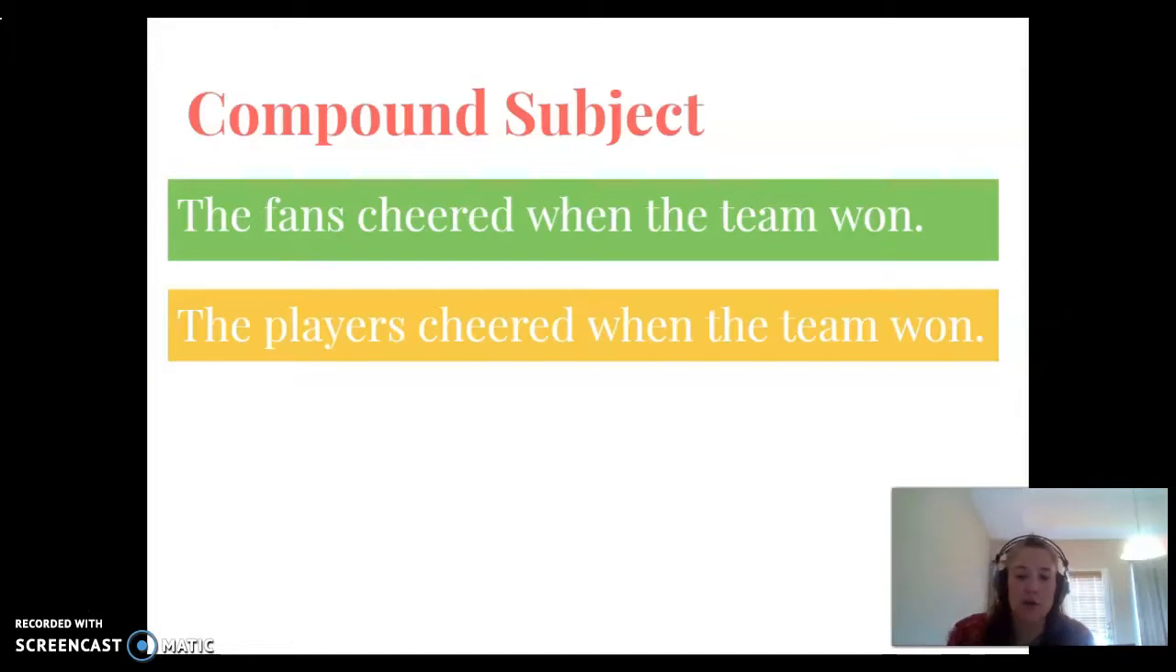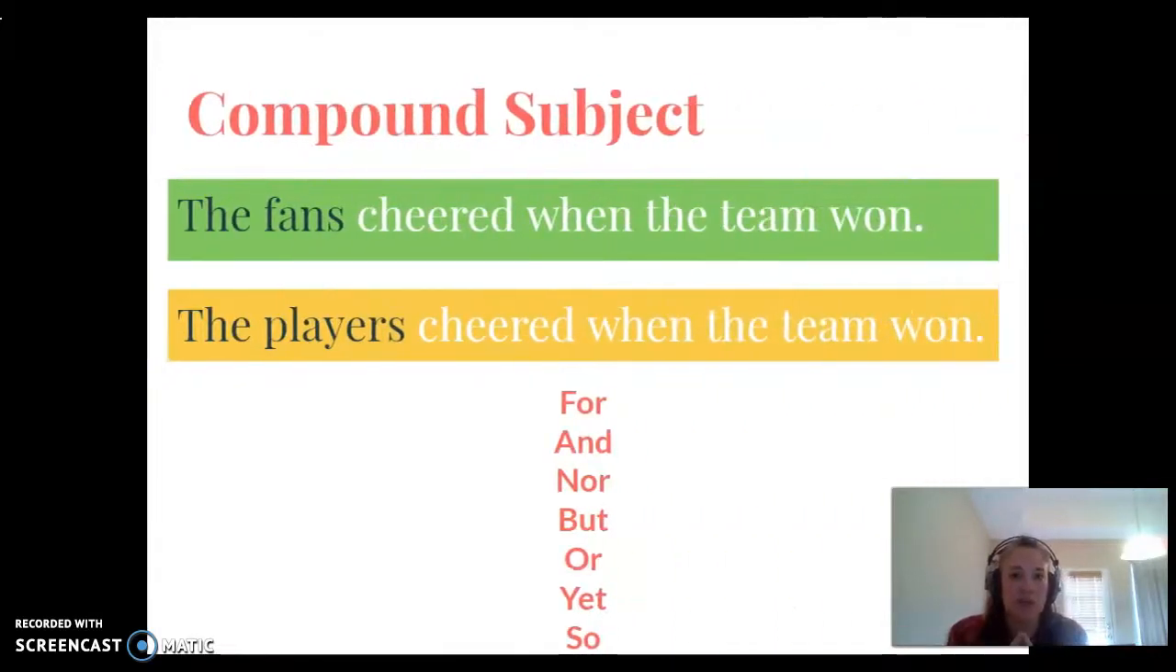I also notice, though, that there's actually two subjects there. You can see them in blue, the fans and the players. Okay, so I want to make this one sentence, and I want to make the subject compound, which means I want to take these two and put them together. But I need to use one of my conjunctions. For, and, nor, but, or, yet, so. Well, I'm listing things out, so and makes the most sense to me.